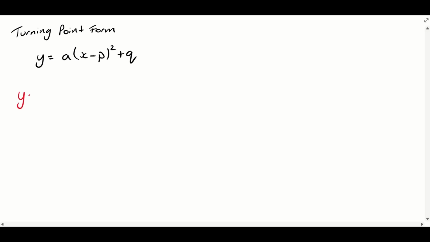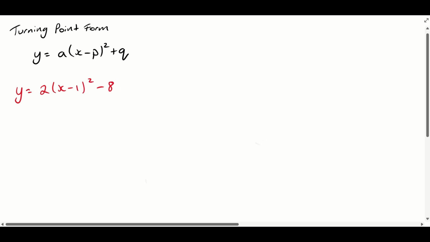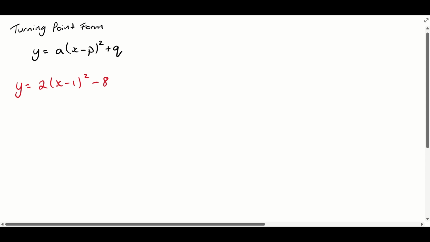It might be y equals 2 times (x minus 1) squared take 8. Well, first of all, let's say we're looking to try and find the y-intercept. So we know that the y-intercept is when x is equal to 0. So 2 times (0 minus 1) squared minus 8. So it's just 2 lots of 1 take 8, which is minus 6. So we get a y-intercept at (0, -6).